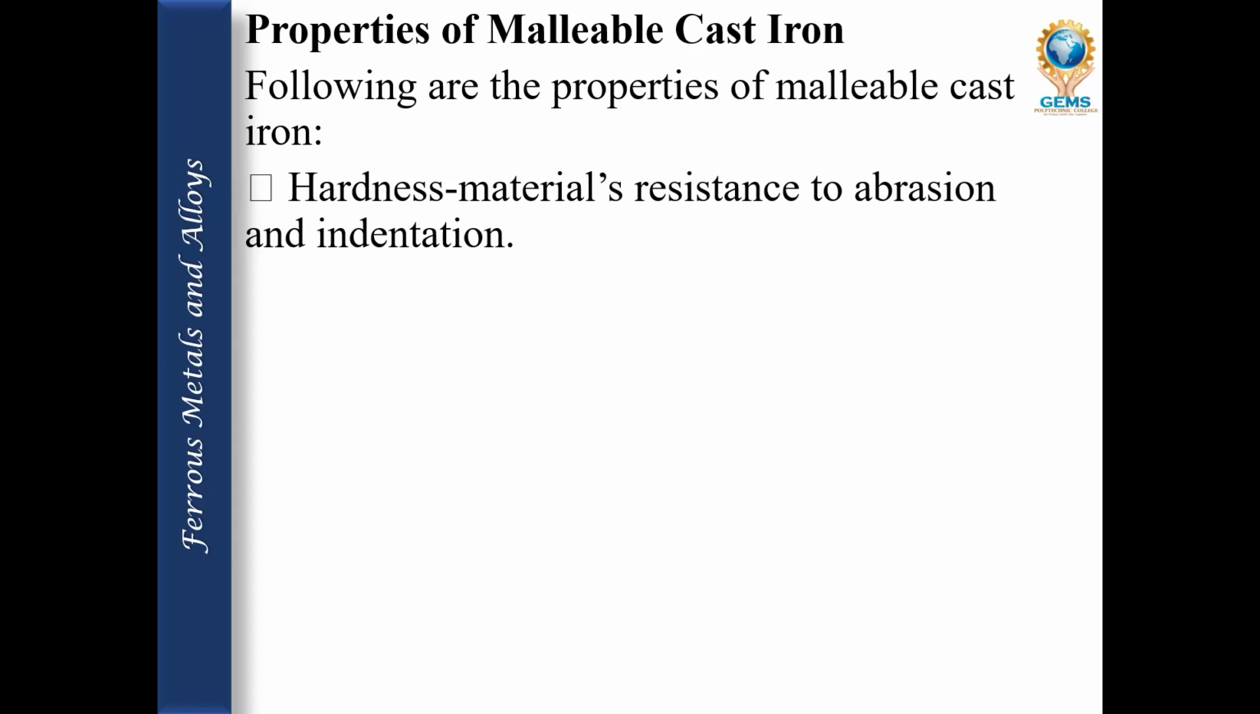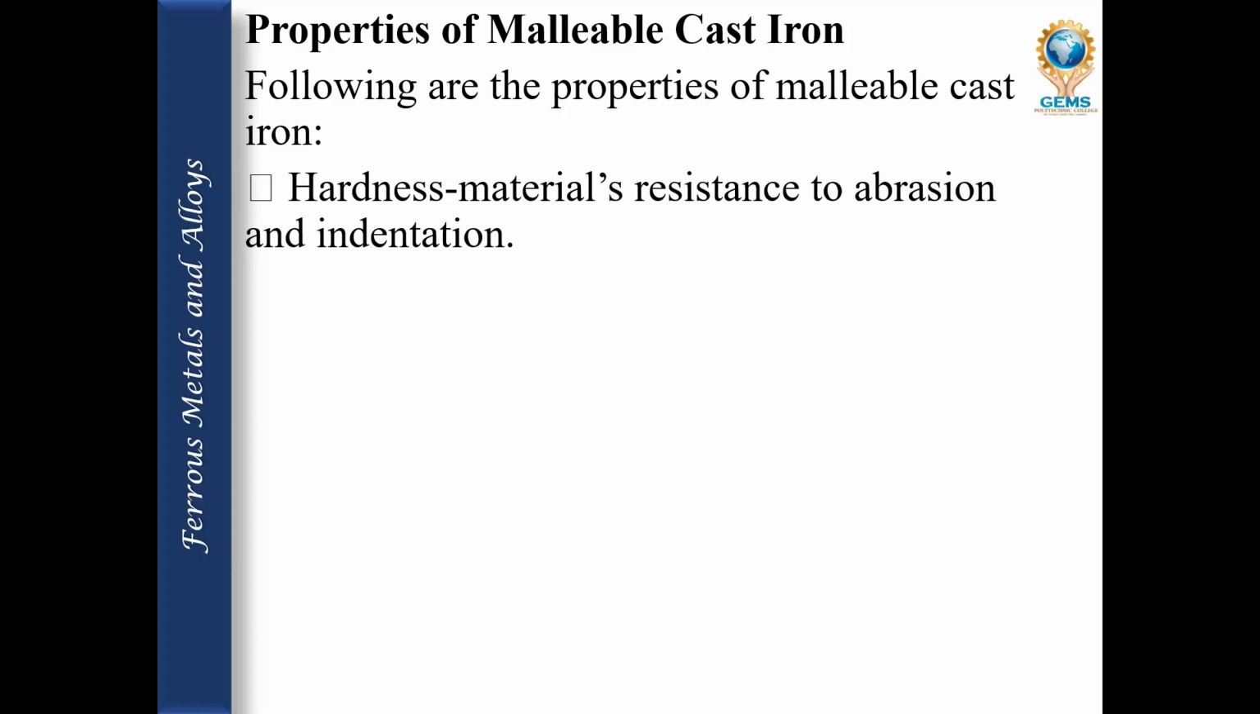These malleable cast irons are white in color, and the structure has metastable carbide in a pearlitic matrix. Through the annealing heat treatment, the brittle structure as cast is transformed into a malleable form.